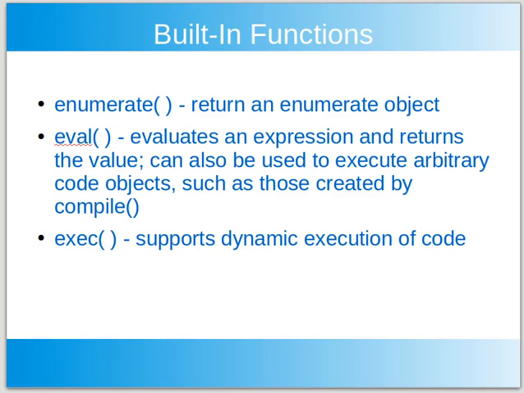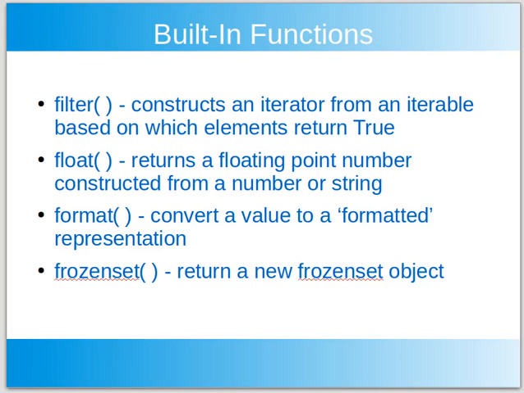Enumerate returns an enumerate object. Eval evaluates an expression and returns the value. It can also be used to execute arbitrary code objects, such as those created by compile. Exec supports dynamic execution of code. Filter constructs an iterator from an iterable based on which elements return true. Float returns a floating point number constructed from a number or string. Format converts a value to a formatted representation. Frozenset returns a new frozenset object.